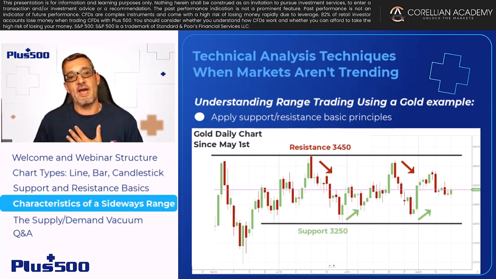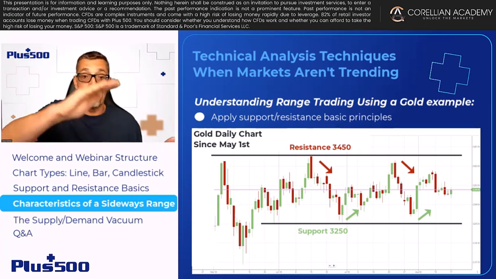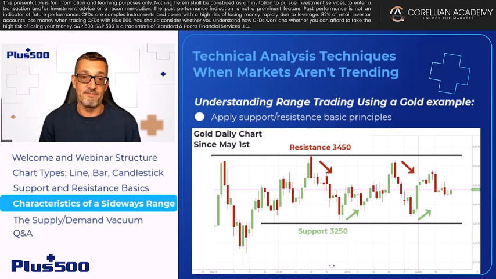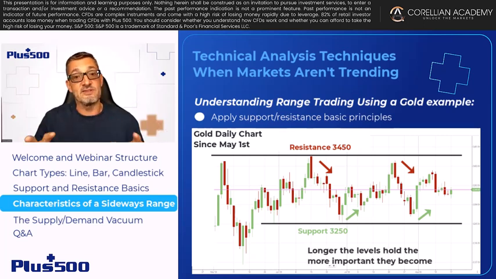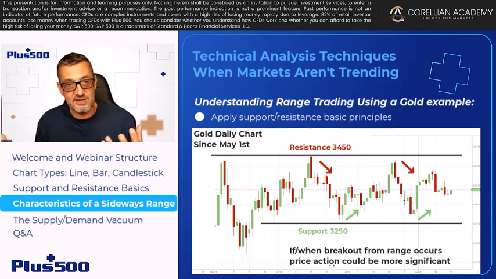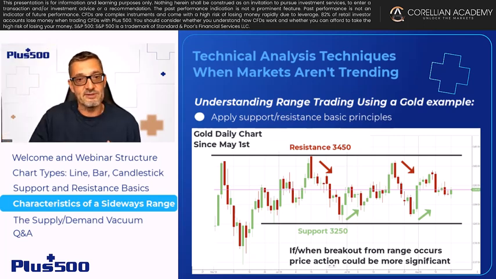Gold's recent price action is a textbook sideways range. Prices have repeatedly bounced between these points over the last 3 months. The longer these support and resistance levels hold and dominate price activity, the more important they become for traders to be aware of. It is also true that the breakout of this range, when potentially seen, be it to the up or the downside, will likely be more significant in terms of price movement.